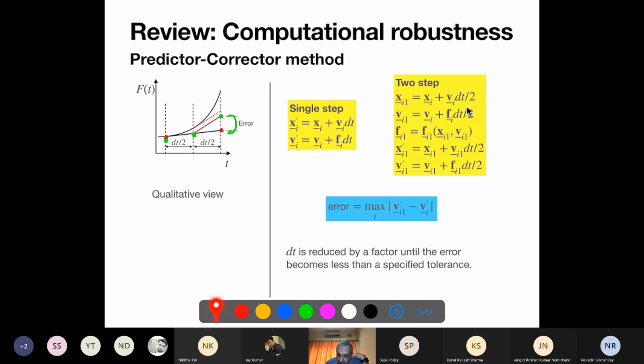Now you calculate the force again. The force is calculated at the midpoint, so it's at x1 and v1. And then based on this force, you calculate the velocity over here. And so you get x_i prime 1, v_i prime 1. And very often velocity is the one that we want to really keep track of.